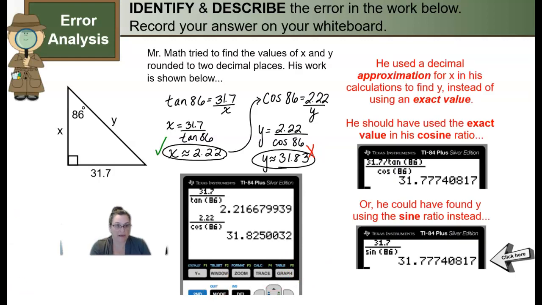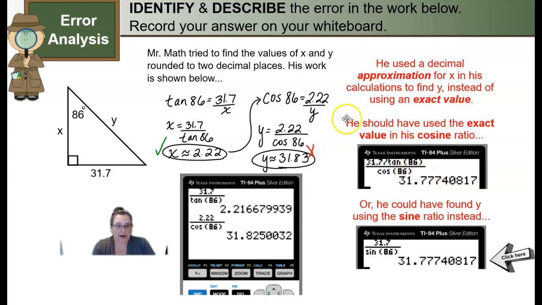Okay, so the error that Mr. Math made is when he evaluated 31.7 divided by the tangent of 86. That answer was 2.2167 had we rounded to 4 decimal places. Because he only rounded to 2 decimal places, he created a pretty significant round-off error in his answer. So he should have gotten 31.78 as his answer to approximate to the final answer to 2 decimal places.